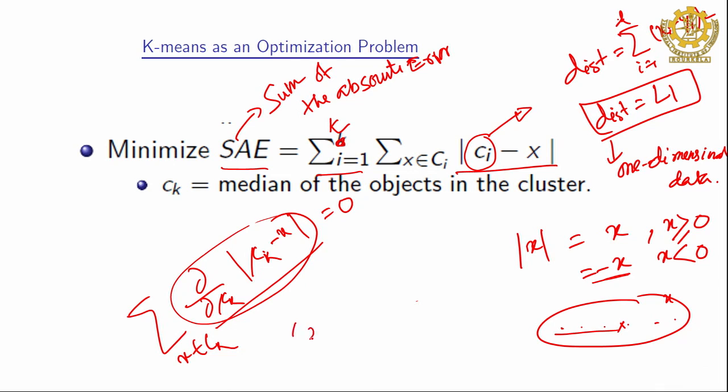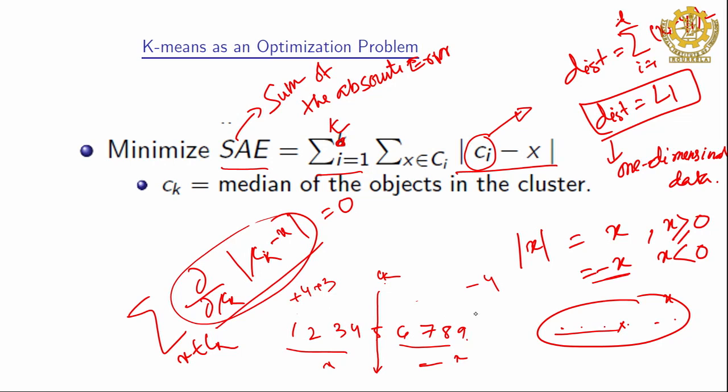Let us say example 1, 2, 3, 4, 5, 6, 7, 8, 9 and 10. So the median is somewhere here. Okay. Now this is C k and these are all x. Now C k minus 1, so 5 minus 1, this will be plus 4. However, C k minus 9, so 5 minus 9, it will be minus 4. Similarly, this will be plus 3, this will be minus 3 and so on.